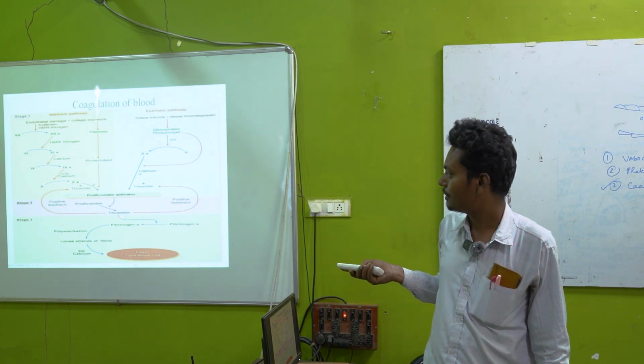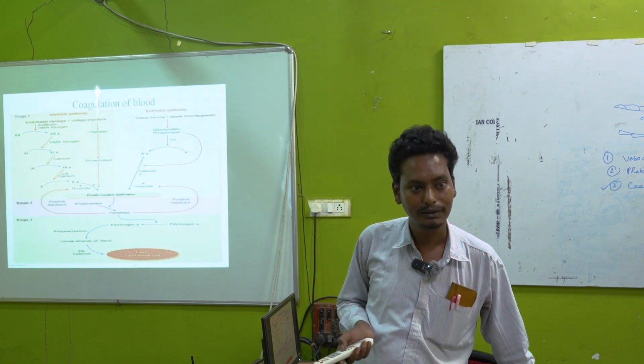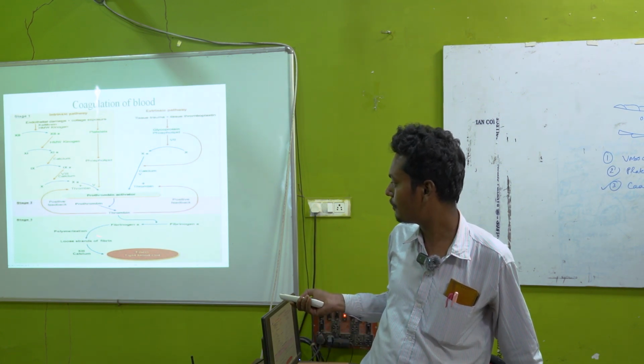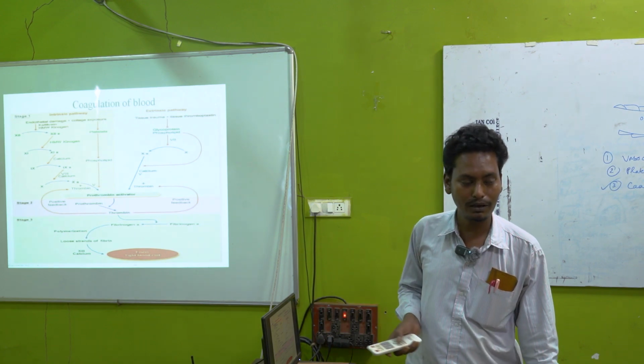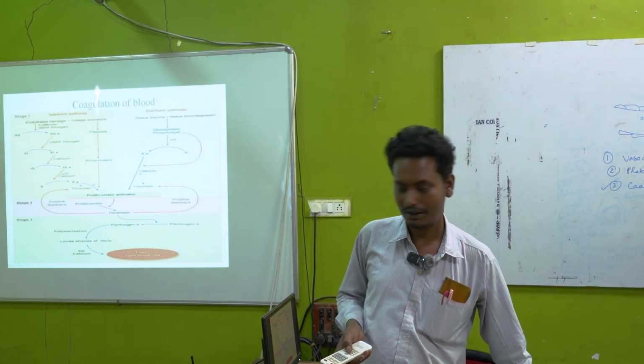In the third stage, thrombin converts fibrinogen into fibrin monomer. Then polymerization of fibrin monomer produces a fibrin polymer that will prevent the bleeding and form the blood clot. This is final.